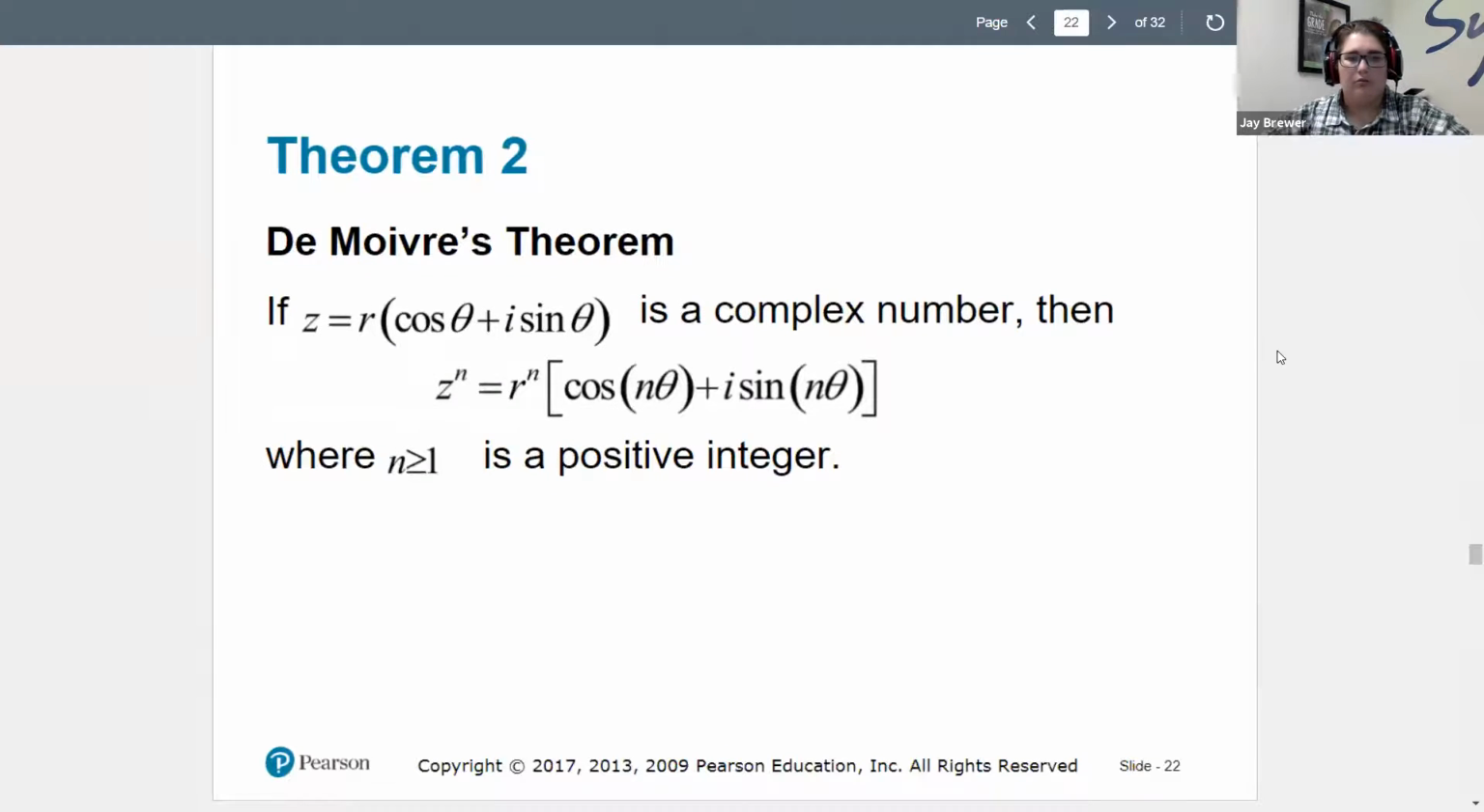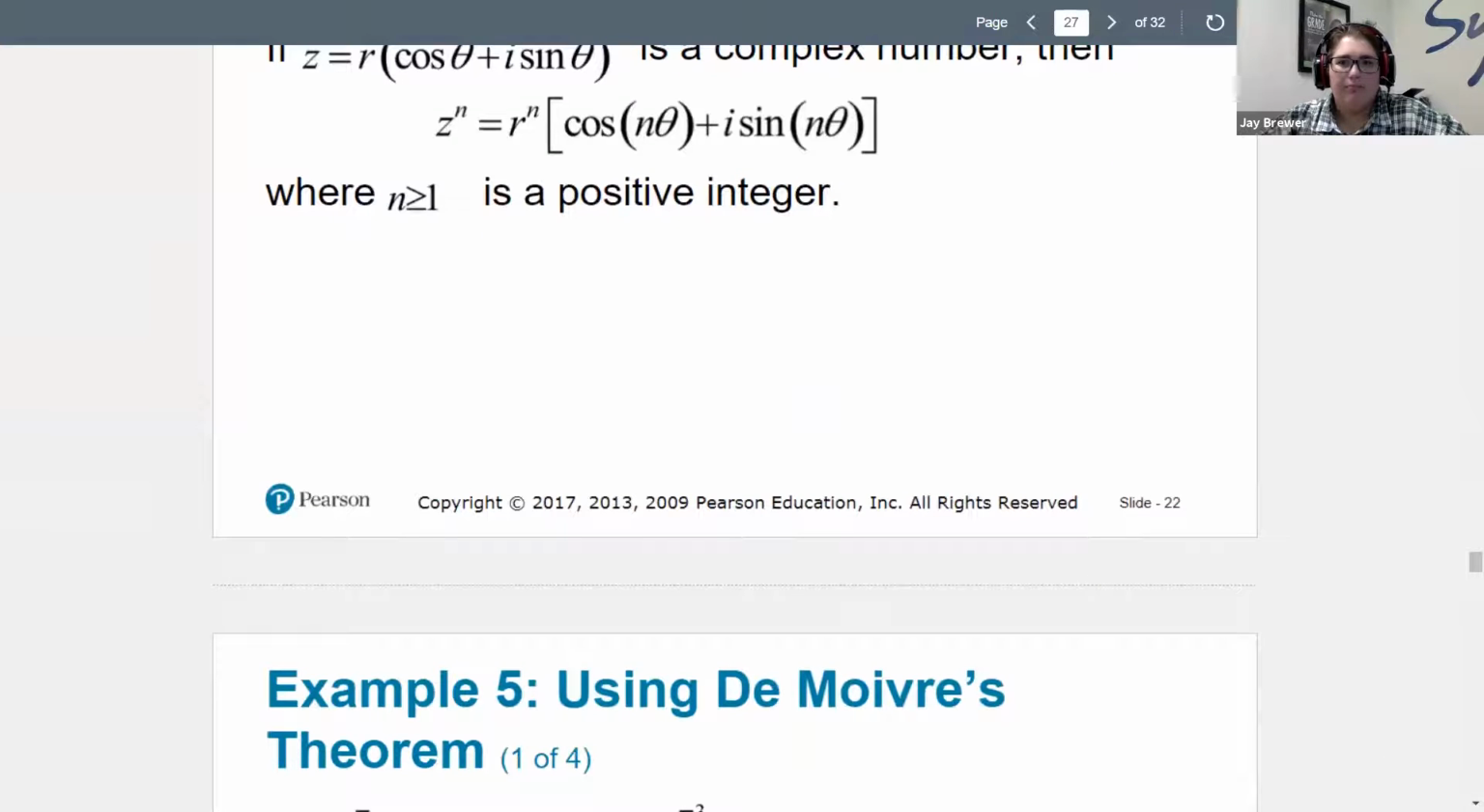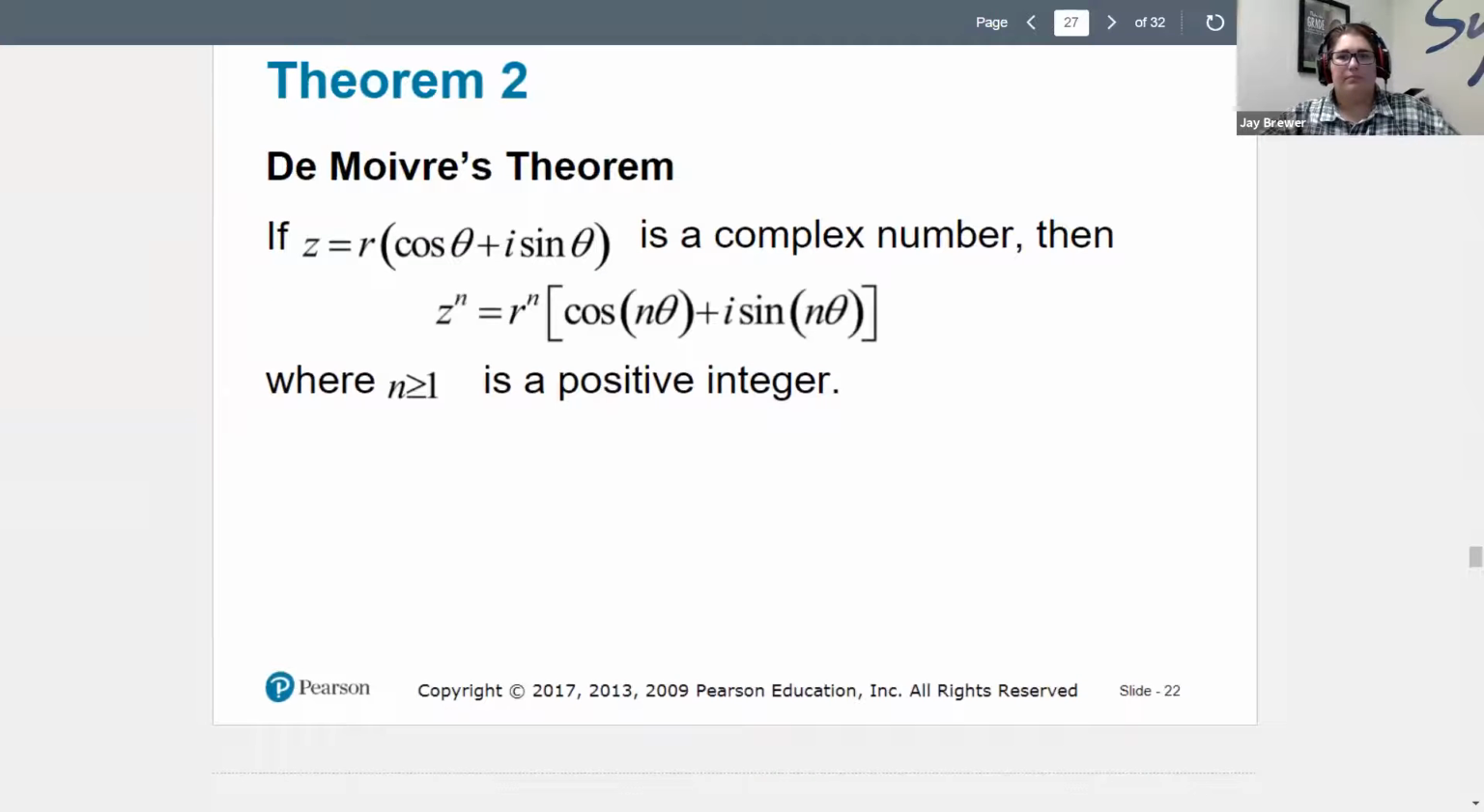All right, here's theorem 2. De Moivre's theorem, and I'm probably going to pronounce that differently every time. If z equals r times the quantity cosine theta plus i sine theta is a complex number, then it stands to reason that z to the n equals r to the n times the quantity cosine n theta plus i sine n theta, where n is greater than or equal to 1, a positive integer. Need a few more seconds? I'll give it to you.